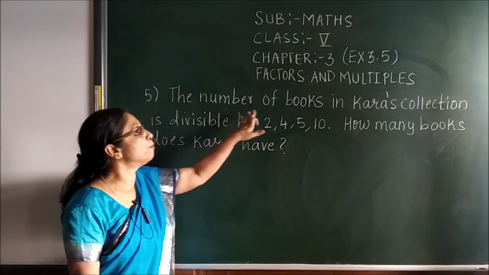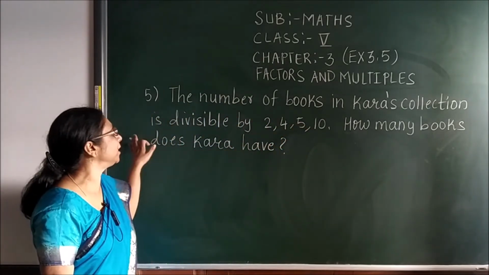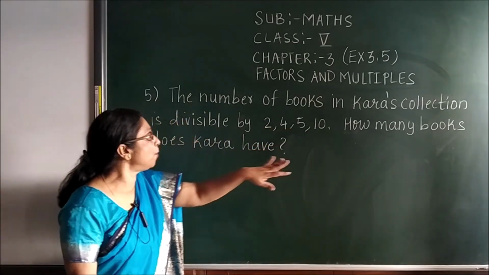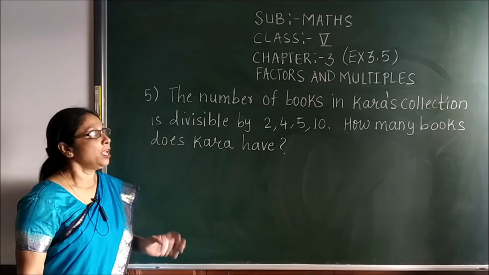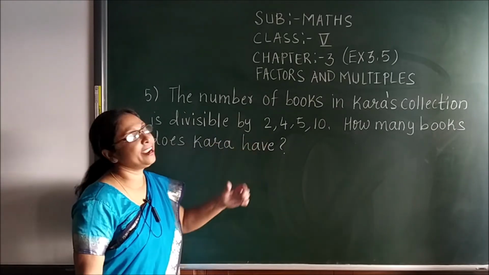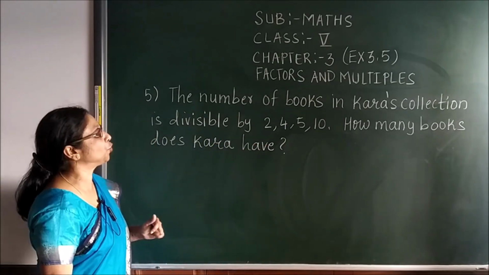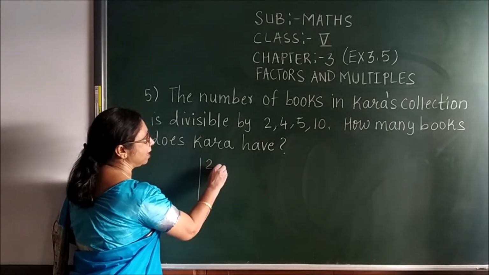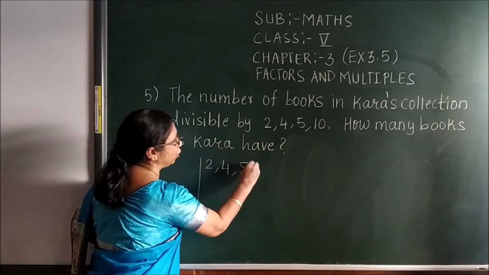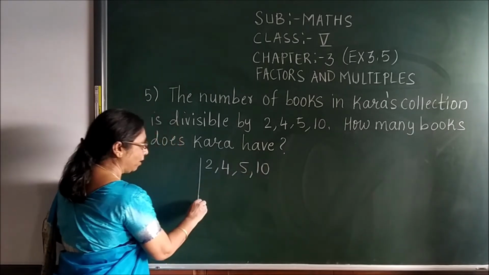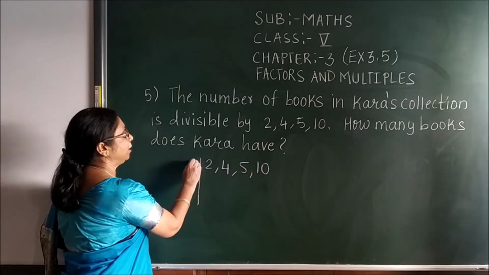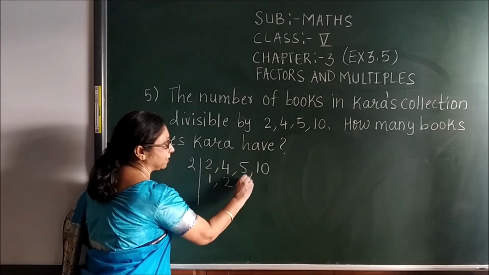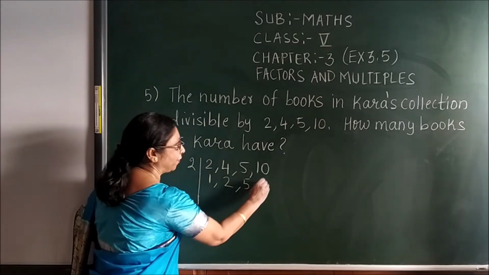The number of books in Kara's collection is divisible by 2, 4, 5, 10. How many books does Kara have? Now, here we will carry out the LCM by division method. Okay? Now, to carry out LCM, that is in the combined form, we will use the prime numbers only. Clear? So, start. 2 ones are 2. 2 twos are 4. 5 doesn't come, so write it as it is. Then 2 fives are 10.